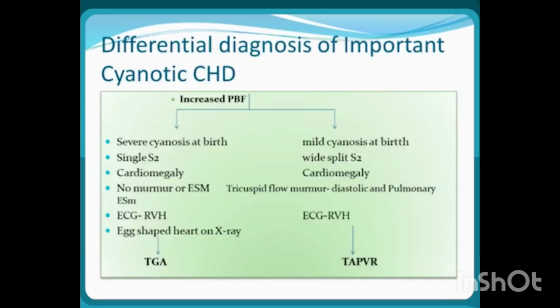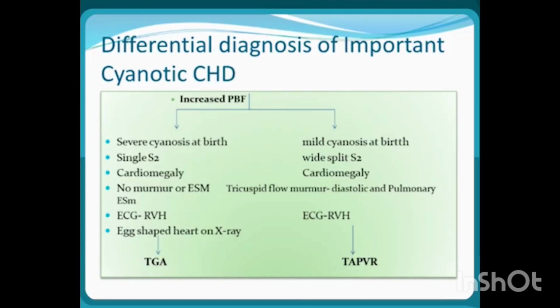So here we come to the differential diagnosis of important cyanotic CHD with increased pulmonary blood flow. How do you approach this patient? If there is severe cyanosis at birth, a single S2, cardiomegaly, then no murmur or an ejection systolic murmur, and ECG showing RVH and an egg-shaped heart on the X-ray, then likely this is TGA. You are dealing with a TGA situation.